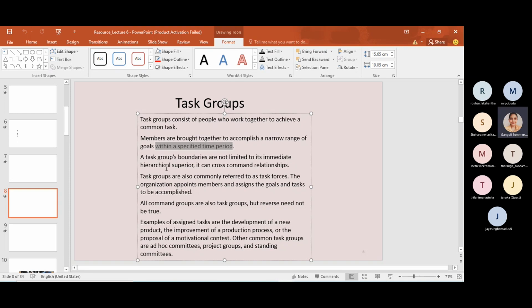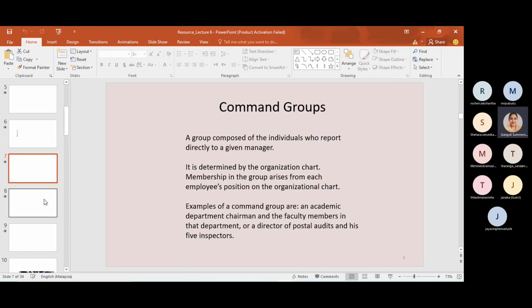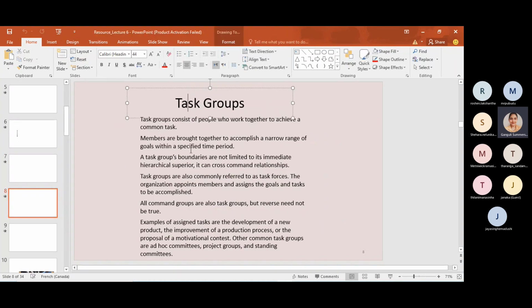In command groups, I told you that you report directly to a given manager, right? But in task groups, there is no immediate supervisor or manager that you have to report to. So that is a difference between command groups and task groups. There are no immediate superiors in task groups. Task groups are called task forces as well; task forces is another word for task groups.